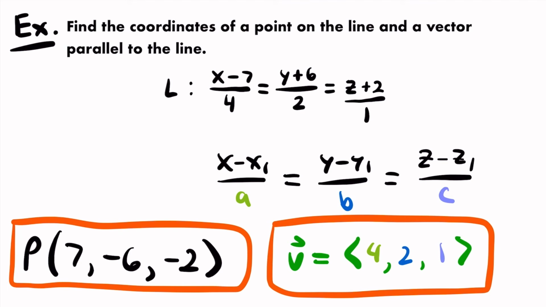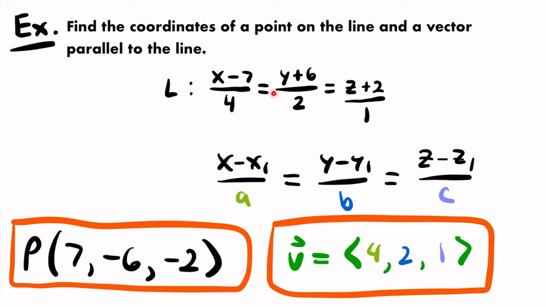And so one thing that I do want to mention is that these are not unique solutions. There are an infinite number of correct solutions to these examples. If you're just trying to find a vector parallel to this line, then any vector that is a scalar multiple of this one that we found would also be a correct vector, because scalar multiples of vectors are parallel. And so any scalar multiple of this vector would still be parallel to this line.